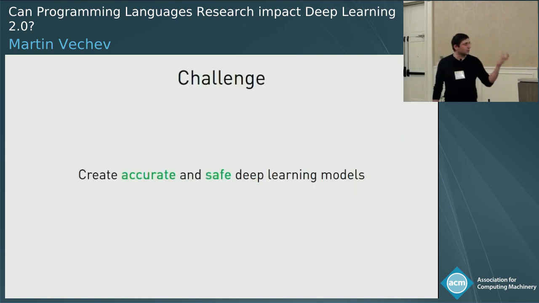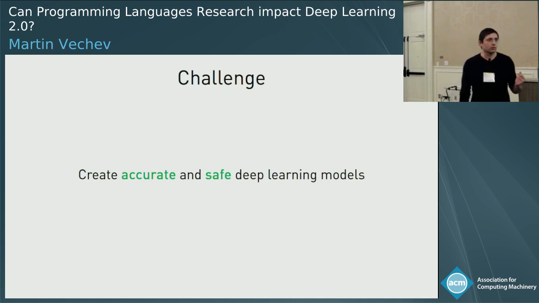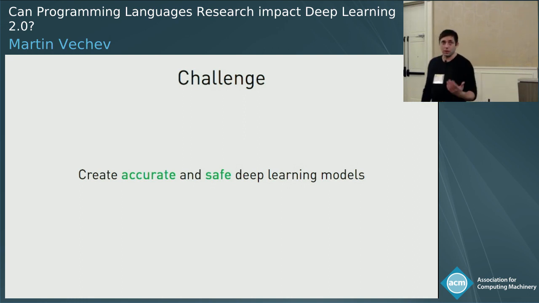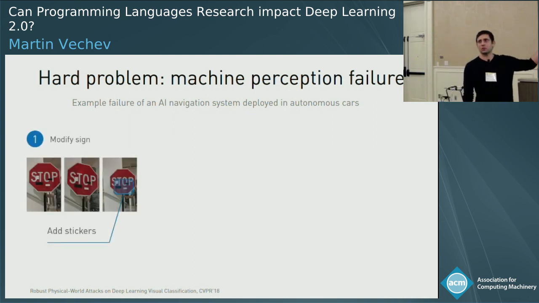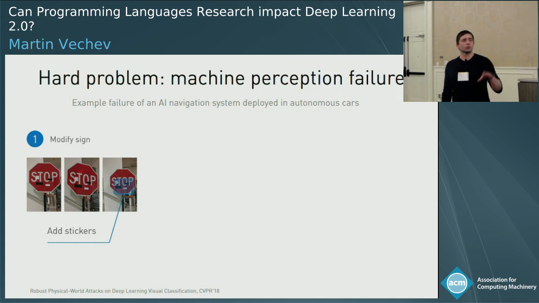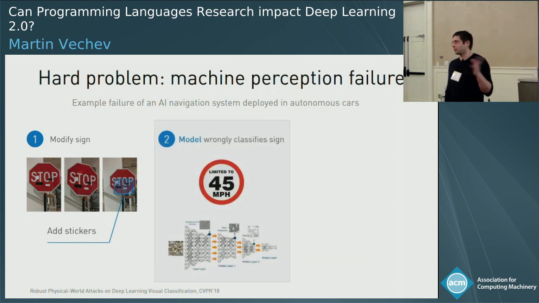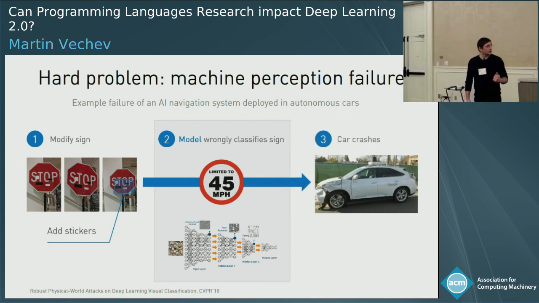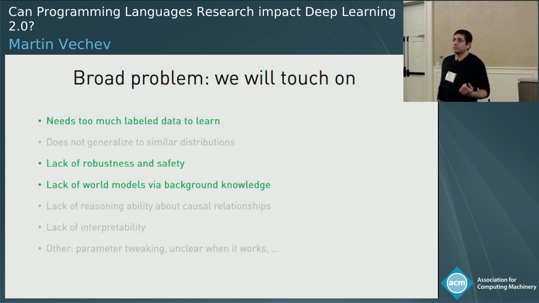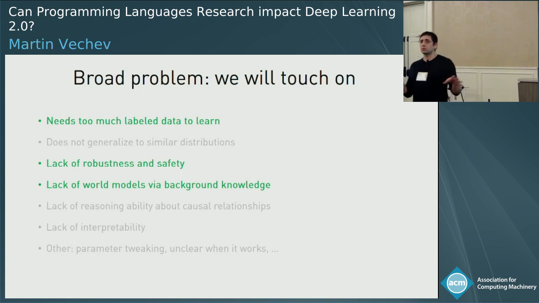And for that, I'm going to consider a challenge: creating accurate and safe deep learning models. That's a fundamental challenge. It's a very important challenge. It's a hard problem. Many of you have seen examples where deep learning models fail. They're quite unstable. For instance, there was some work that takes stop signs, puts stickers on them, and causes the model to misclassify them as a 45-mile-per-hour sign, potentially causing the car to crash. It's a hard problem. But it is also a broad problem, because as we'll see today, it's not just going to be about safety and robustness.